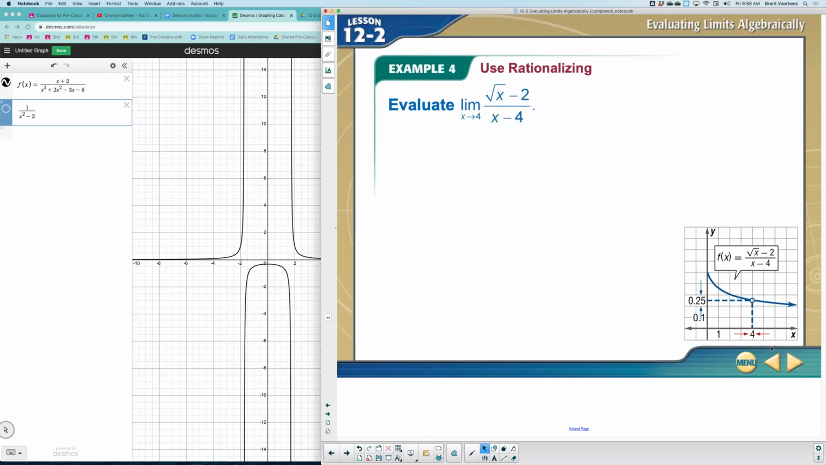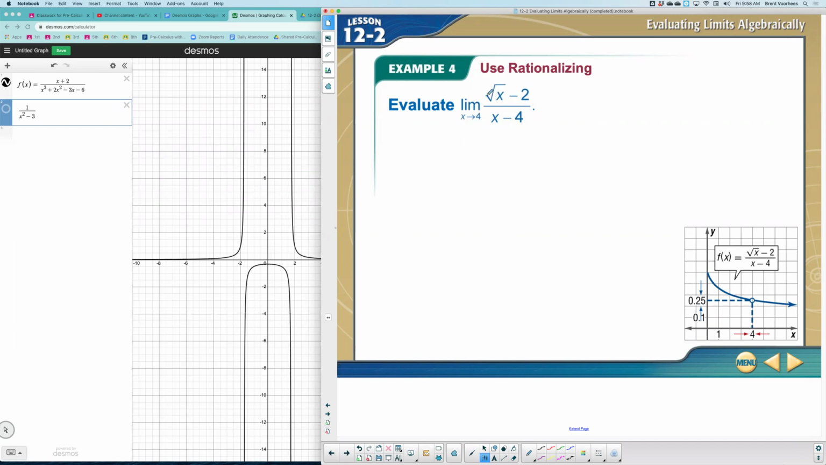All right, example 4 says use rationalizing. Now, typically when we think of rationalizing, we talk about rationalizing the denominator, that we're not going to leave a square root in the denominator. Well, here's a little trick that sometimes might occur when you're trying to solve for a limit. If I use direct substitution right now, we'd have a problem because I'd substitute and have a 4 in the denominator, and 4 minus 4 would end up meaning the entire denominator equals 0, and that's a problem.